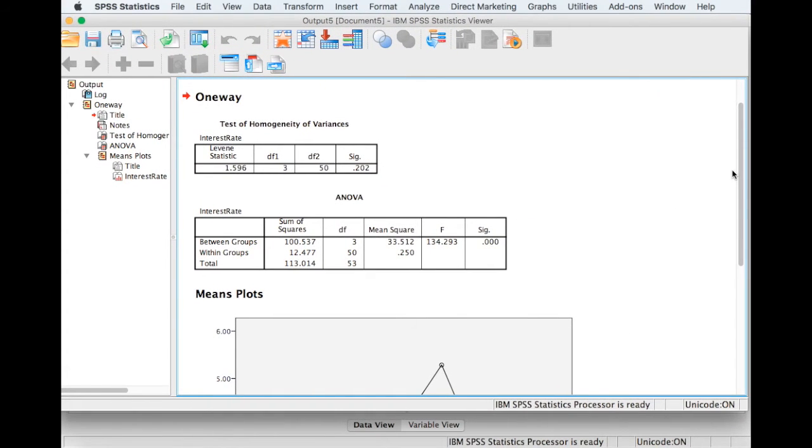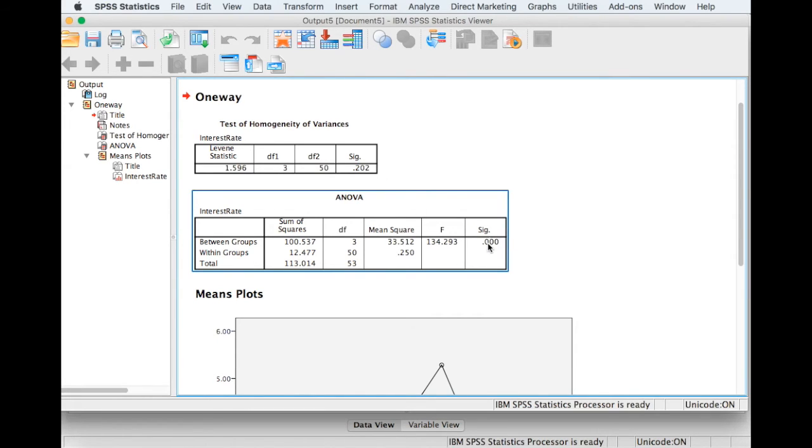So here is our output, and this is the test of homogeneity of variances, and this is the Levene statistic and the corresponding p-value. So the p-value is 0.202, which is clearly larger than 0.05, the usual 5% significance level. So therefore we do not reject the null hypothesis that the group variances are equal. And this satisfies the third assumption of the ANOVA test. So we can therefore move to the ANOVA table.